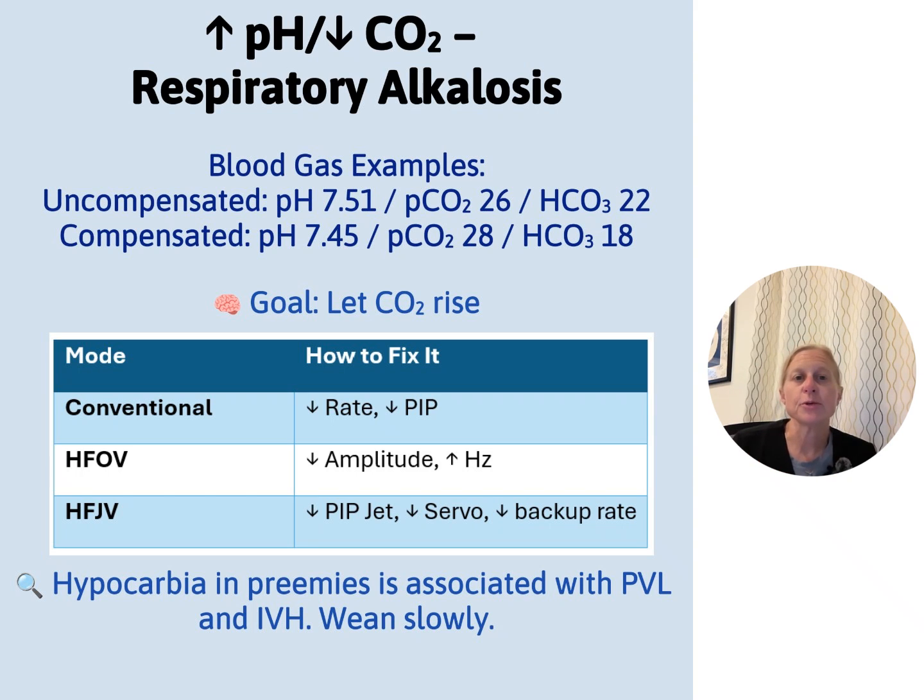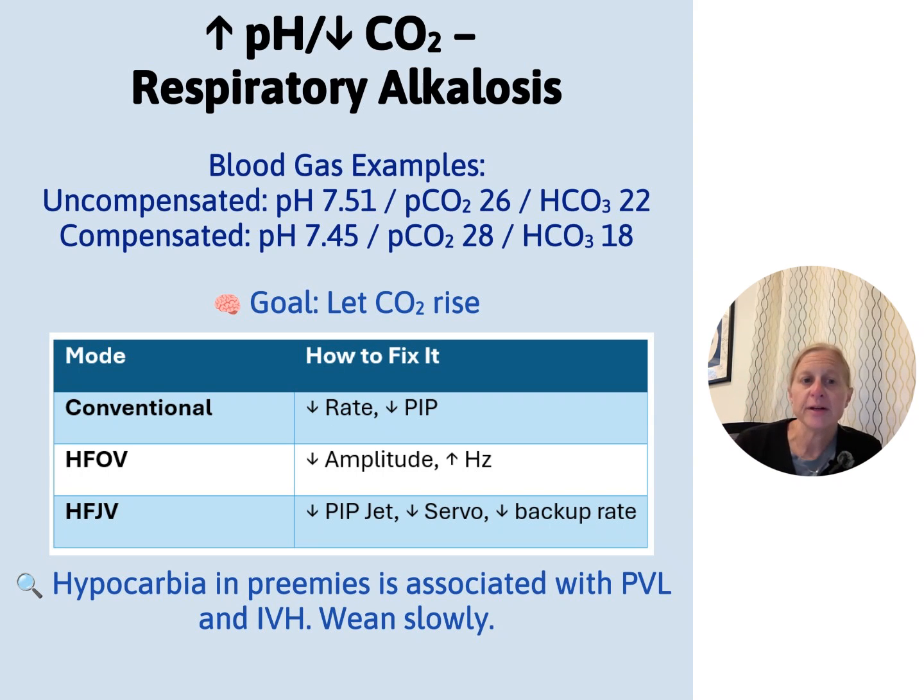So let's talk about respiratory alkalosis. So here, again, the pH and the CO2 are opposite each other, but the pH is high. So that's how we know it's respiratory alkalosis. A gas example would be 7.51 with a CO2 of 26 and a bicarb of 22. If we're compensated, we're moving closer to normal. So our pH is 7.45. Our bicarb has dropped to compensate for that low CO2. So we need to get our CO2 up.